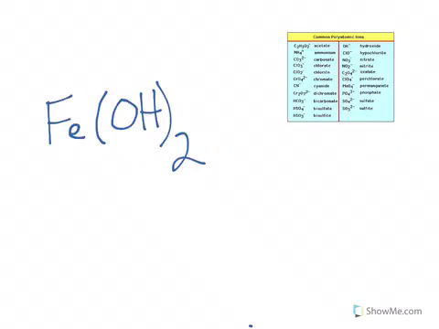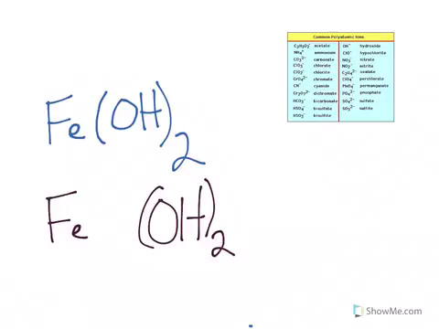I'm going to separate my ions first, my elements. Then I'm going to write my charge for each one. So I know that my hydroxide, I look over here, I got my hydroxide, it is a -1 charge. And the reason I know that is because, we kind of skipped a step.